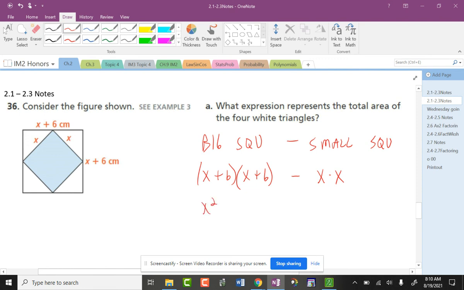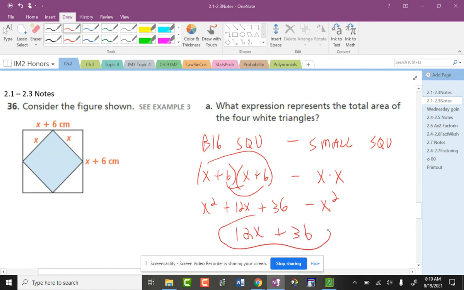So this requires a FOIL. Hopefully you get fast with FOIL. X times x is x squared. 6x and 6x is 12x. We're in honors. We should be able to handle that speed. And then the final answer is simply 12x plus 36. Okay, so writing expressions from geometry looking questions, so on and so on and so forth.